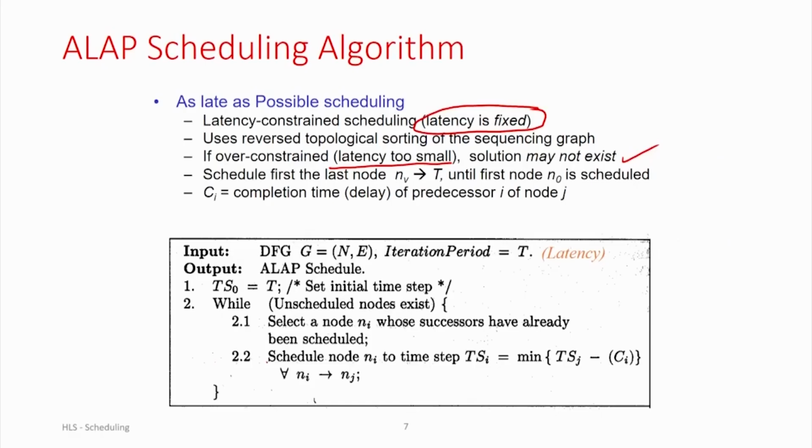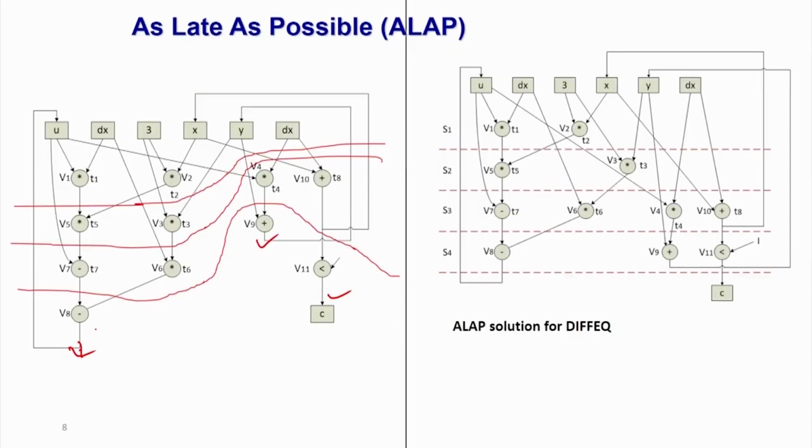So, here it starts with a latency bound. The latency bound is C t. So, it will start from the last time step. For example, if I ask you to schedule this behavior in 4 time steps, so the latency bound is given, 4. Then I will find out all the variables that are producing output, and we are going to schedule them in the last time step, time step 4. So, I am going to schedule these operations V8, V9, V11 in time step 4.